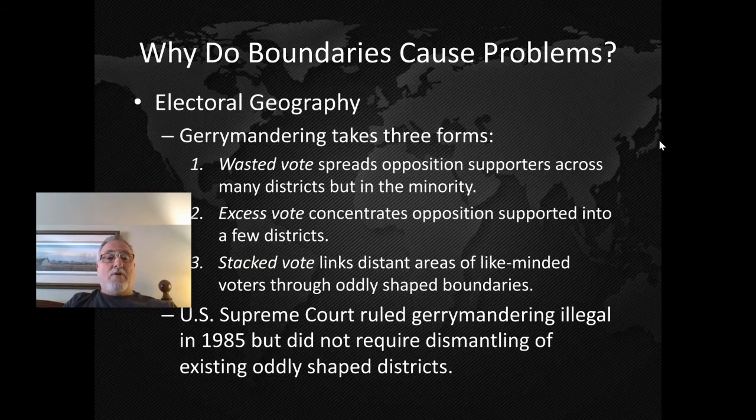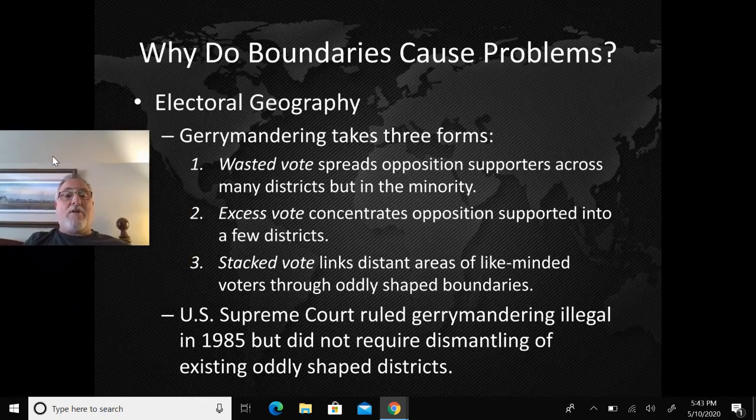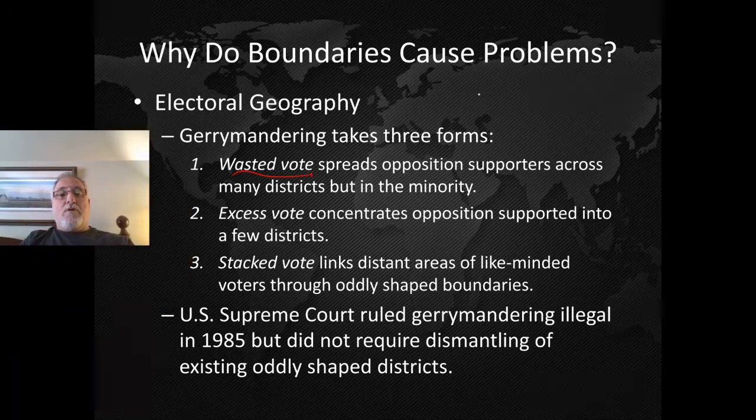All right, so we're going to look at three different types of gerrymandering. We're going to look at wasted vote, excess vote, and then stacked vote. Wasted vote carves up the lines in such a way that no matter if every single member of the opposition party voted the way they had the vote split up, they're never going to win. That's wasted vote. The vote is legitimately wasted. Excess vote is you put a disproportionately large number of the opposition party in a couple of districts so that they win those, they crush your party, but they don't win any others.